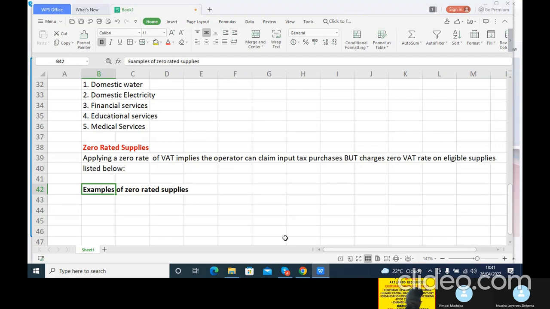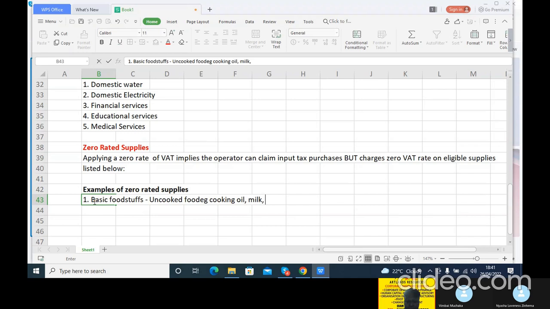So here are the examples, just a few that are coming to my mind, zero rated supplies. Issues like basic foodstuffs. By basic foodstuffs, always remember we are referring to uncooked food. Like, e.g., cooking oil, milk, eggs, mealie meal. You know, basic foodstuffs, bread.